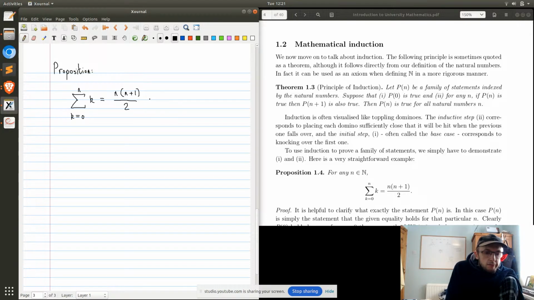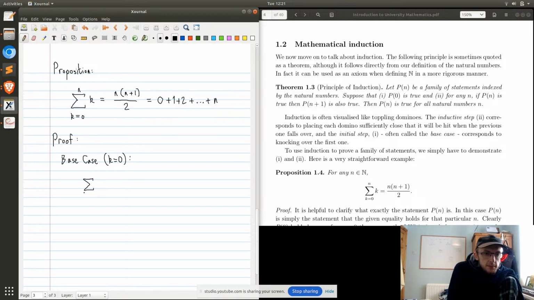Now, I understand that you're supposed to understand what that means, but I'm a fan of really spelling things out like that. Now, proof. So what I would do is I would say base case, like that. k equals 0.